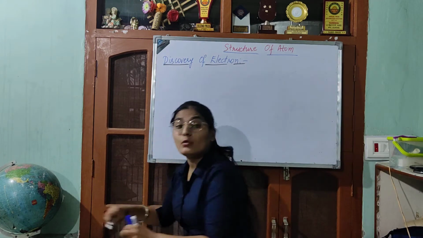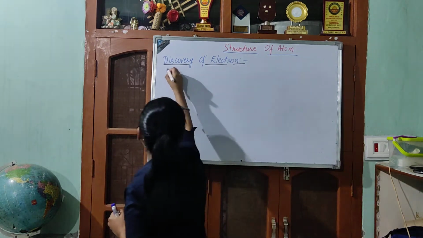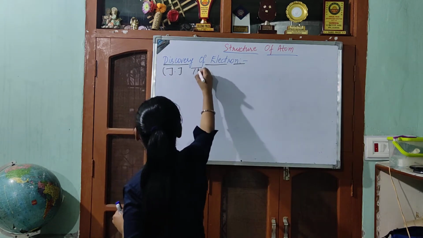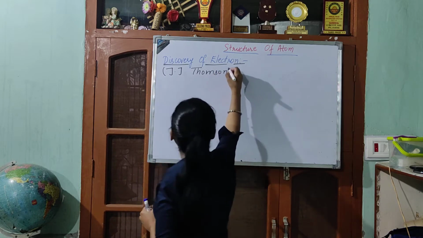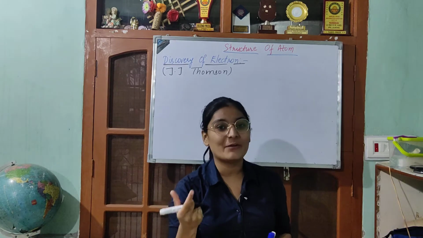Firstly, we will discuss who discovered the electron. Electron was discovered by J.J. Thomson. Now let's talk about how he discovered this.